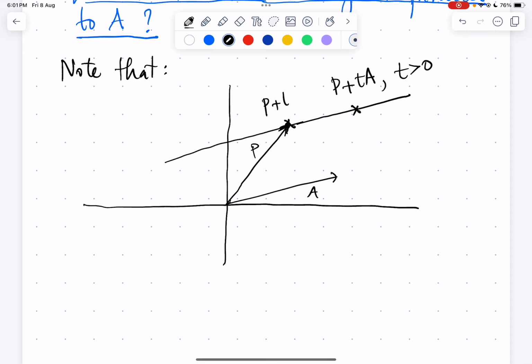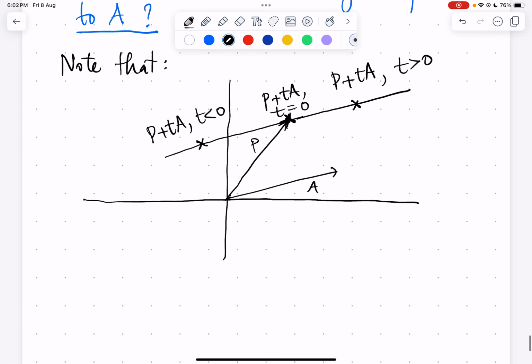P plus TA where T is 0 will look like just the point P, and P plus TA where T is negative looks like this. It will be to the left. So these are some generic points on the line. So hence we see that the points of the line are just P plus some multiple of A. Collecting the points P plus TA as T varies over R will give us the line through P parallel to A.